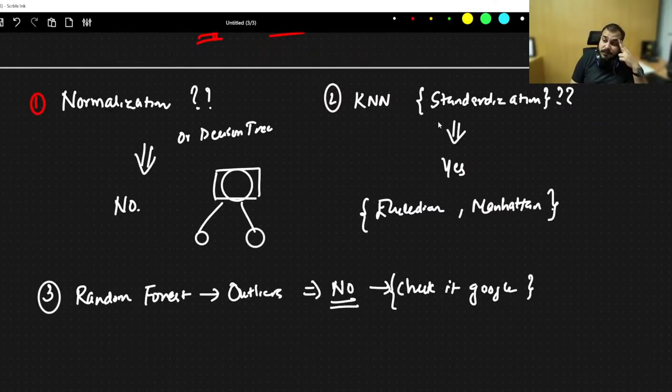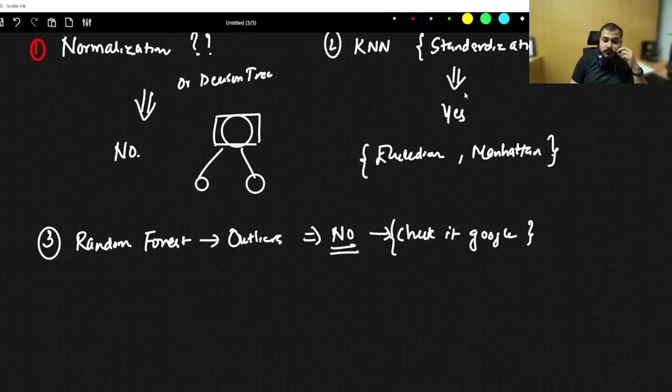It is not impacted by outliers because it gives equal opportunity to all the features by selecting randomly, right? So because of that. Is random forest impacted by outliers? This is the third question.